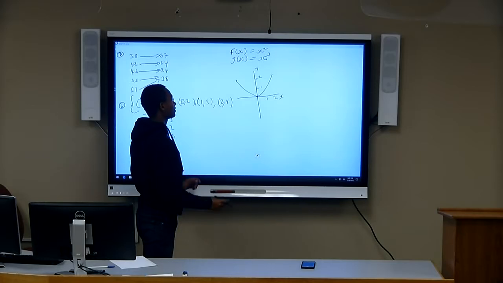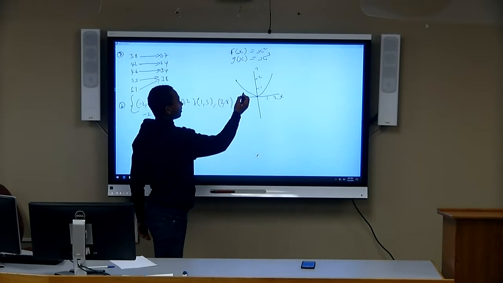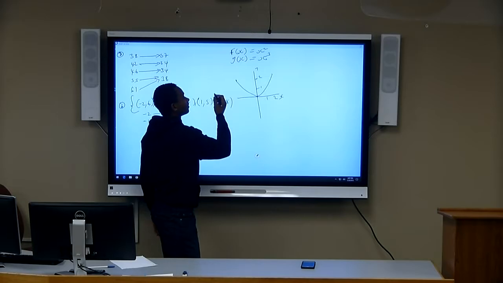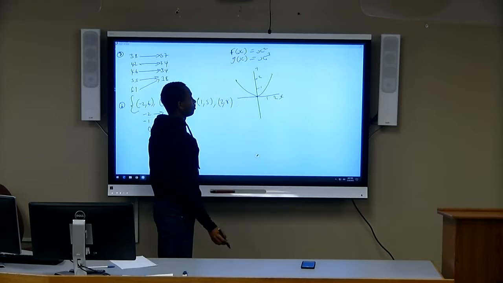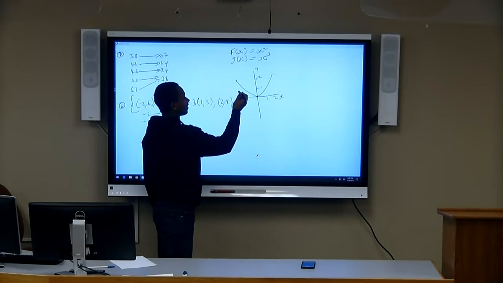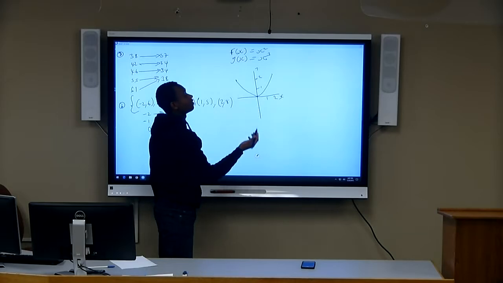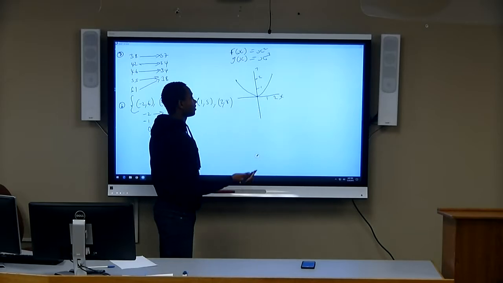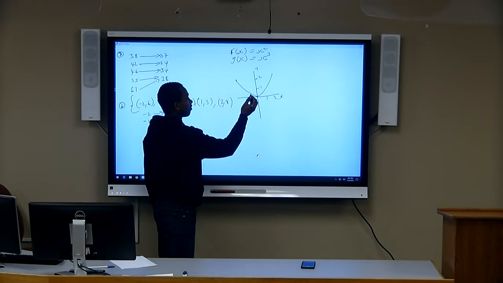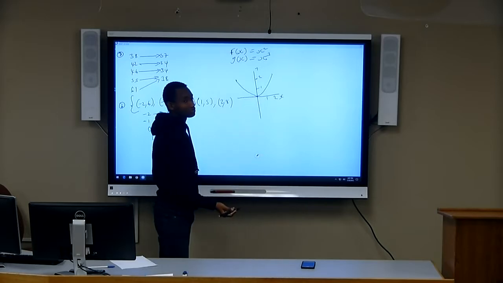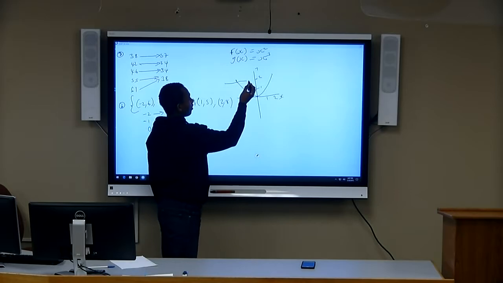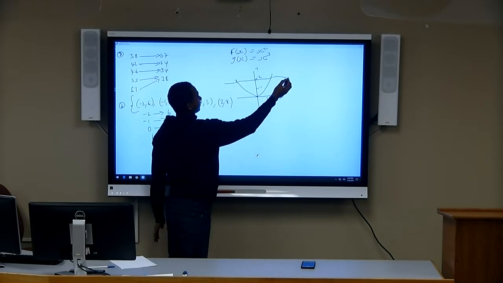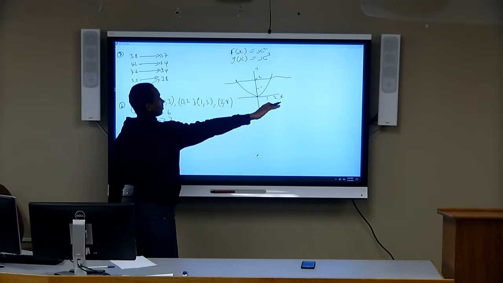If you can draw a horizontal line and it crosses the graph at more than one point, the function is not one-to-one. If it crosses the graph at only one point, then it's one-to-one. But if it can cross the graph anywhere at 2 or more points, the function is not one-to-one. So for example, if we draw a horizontal line here, it's not straight, but I just assume it's a horizontal line.